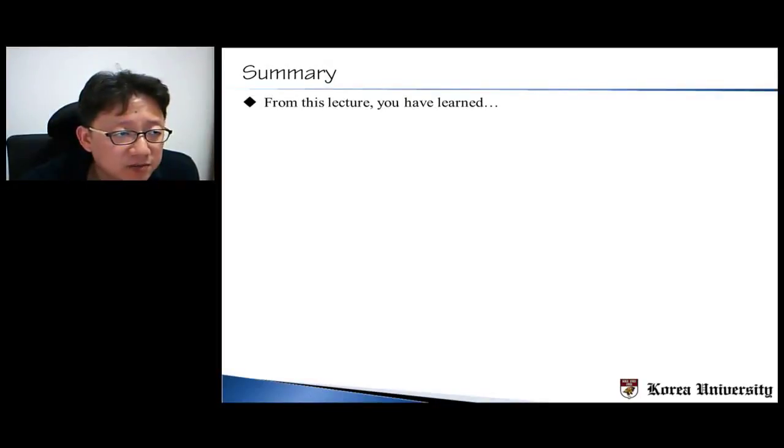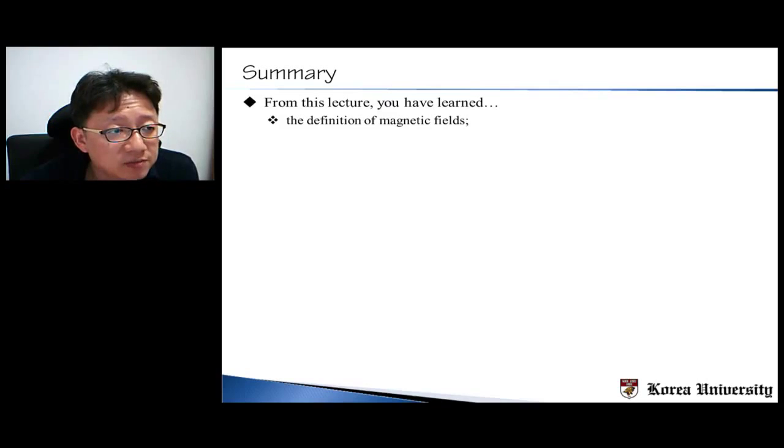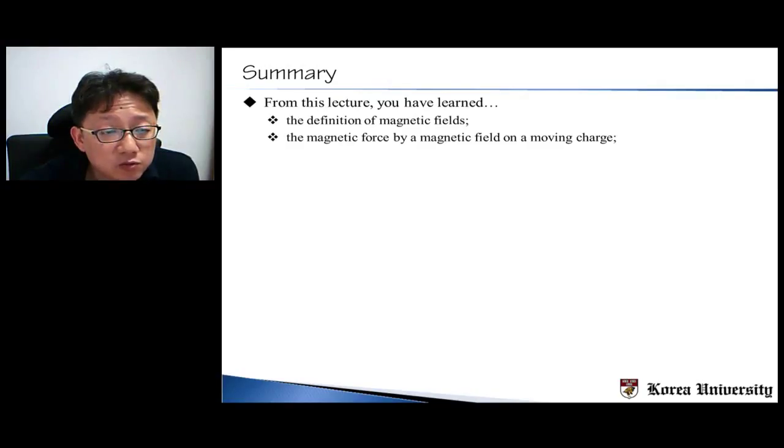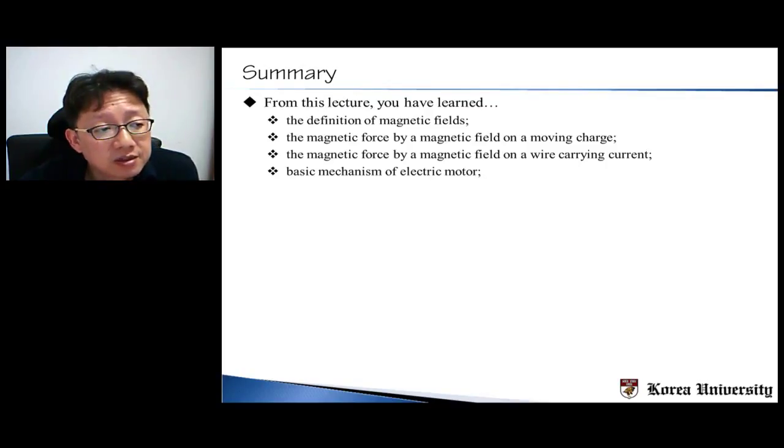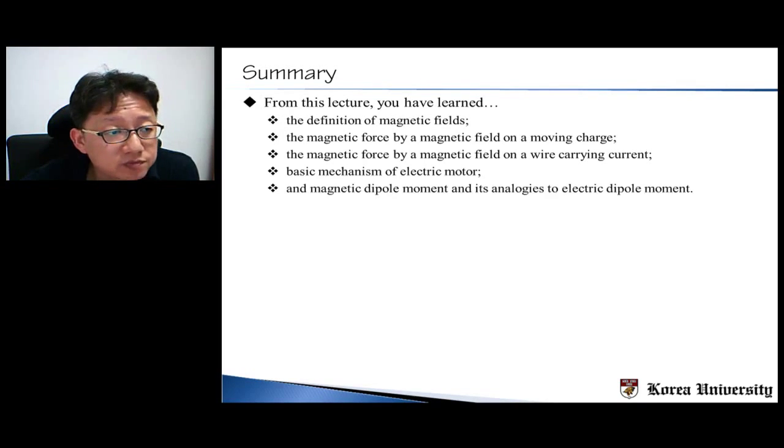Okay, so finally let's make a summary. From this lecture, you have learned the definition of the magnetic field and the magnetic force by a magnetic field on a moving charge. And we also learned the magnetic force by a magnetic field on a wire carrying current. And also the basic mechanism of the electric motor. And finally, we learned the magnetic dipole moment and its analogies to the electric dipole moment.